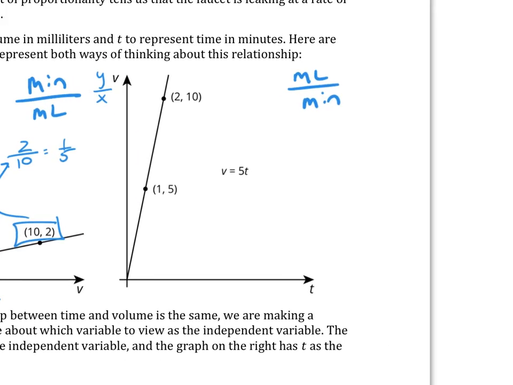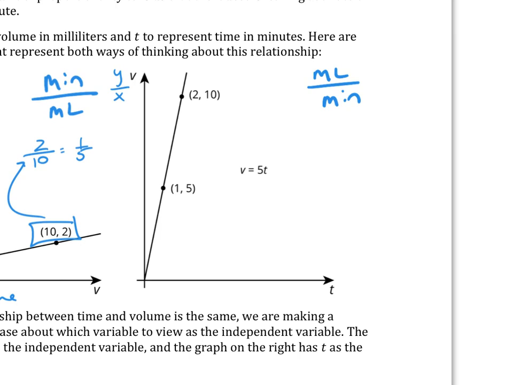Now when we look at the second graph, this one had milliliters on top, so that means the volume is on the y-axis, and minutes or time on the x-axis. Again, it doesn't matter which way you go, just make sure you're labeling what your x-axis is and what your y-axis is. They got the constant of proportionality of 5 because they took this ordered pair, did 10 over 2, and that simplified to 5.